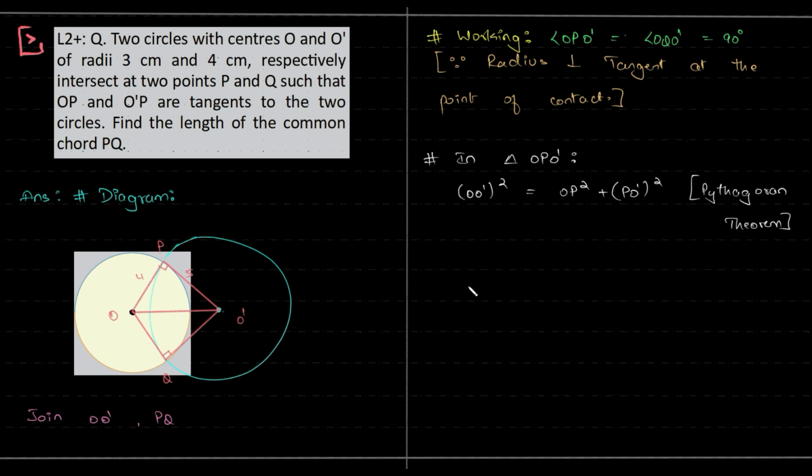And now on substituting, we have OO dash the whole square is equal to 4 square plus, oh sorry, this is 3 and 4 not. And this would be 3 square, other way around, but anyways, doesn't matter. 16 plus 9, that is 25. And so O dash is square root of 25, which is 5 centimeter. Okay, till here it's quite clear, is it not?